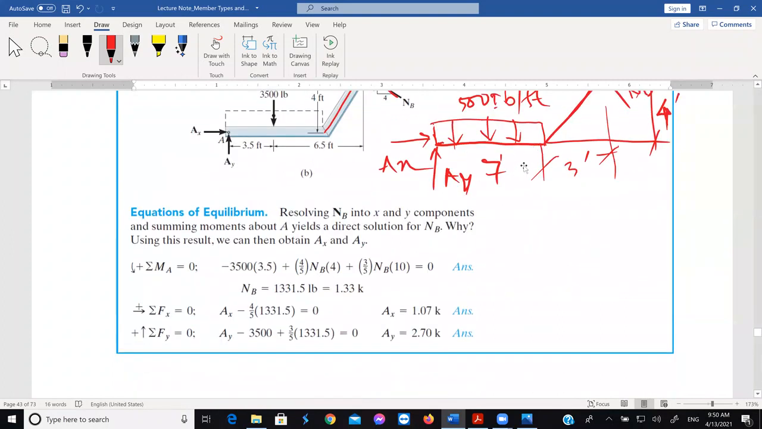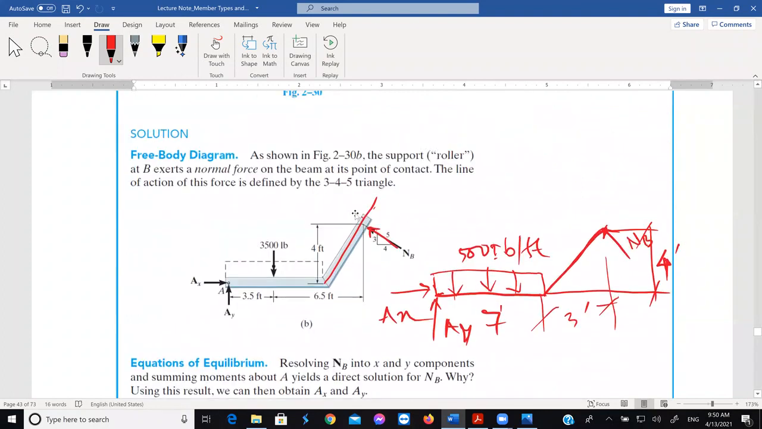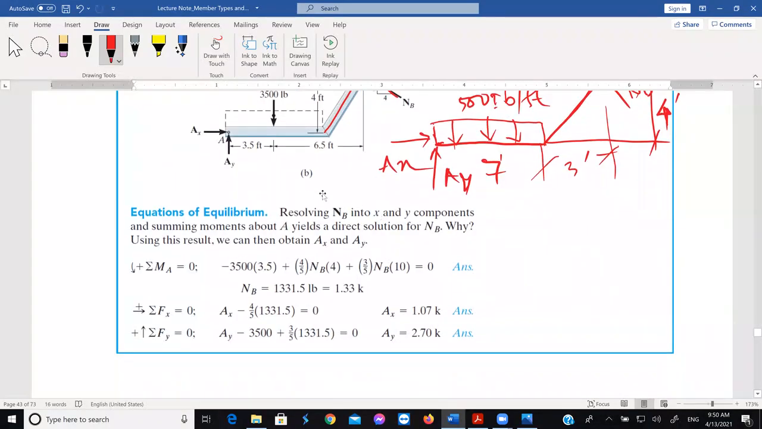So that's the idealized structure, and we can use the equations of equilibrium to determine the support reactions. So resolving RB into X and Y components and summing moments about A yields a direct solution for RB. Why?